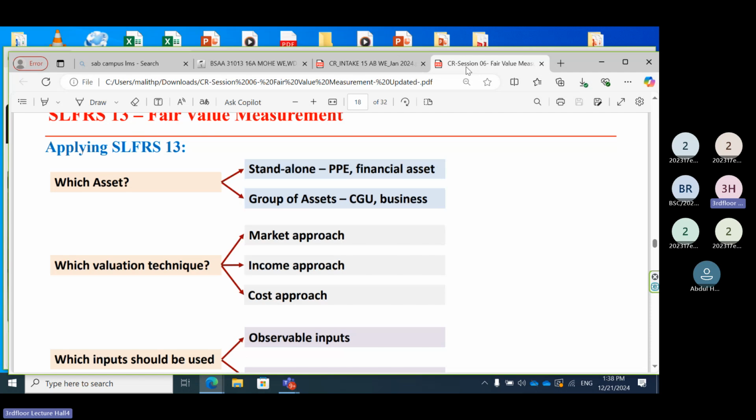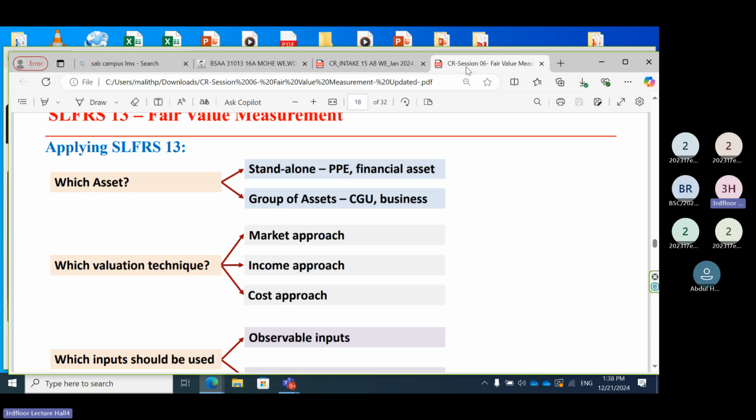Now you are going to do a valuation. These are the three questions you are struggling with. Are you going to do a fair value for a specific asset, or are you going to do the fair valuation for a bulky group of assets? A group of assets means a business, a cash generating unit. You need to decide that first, right?